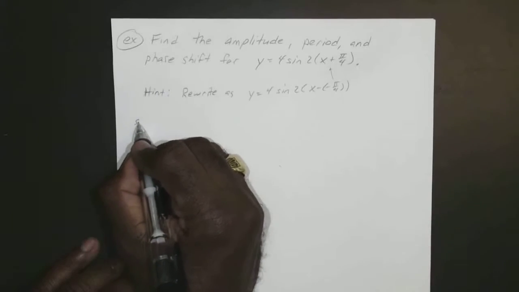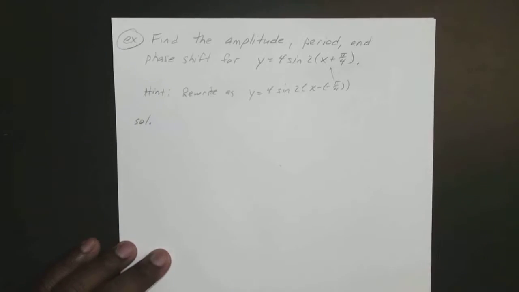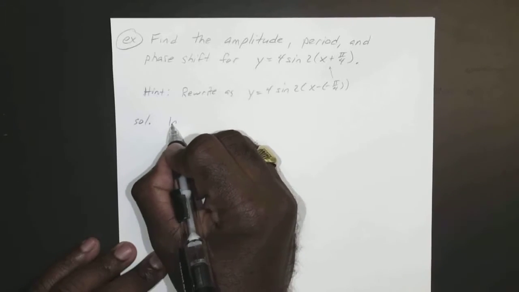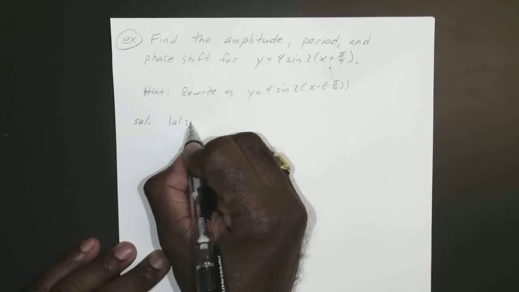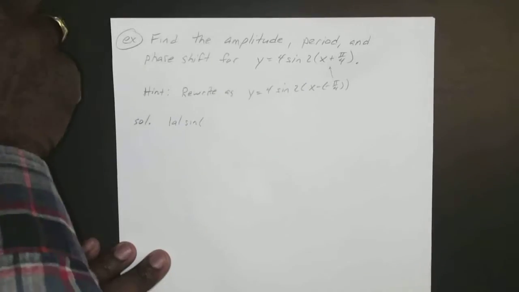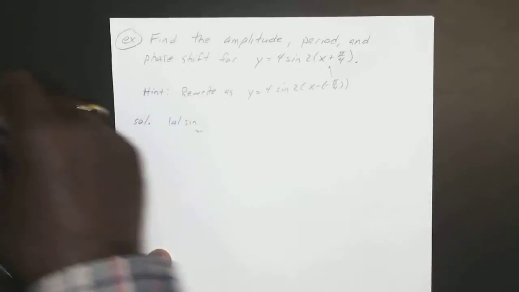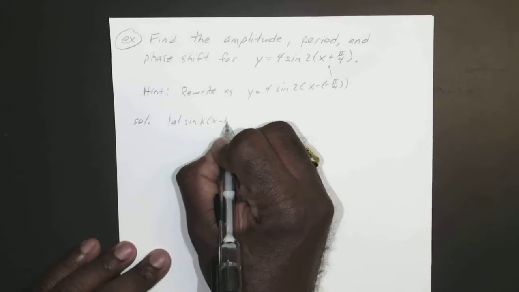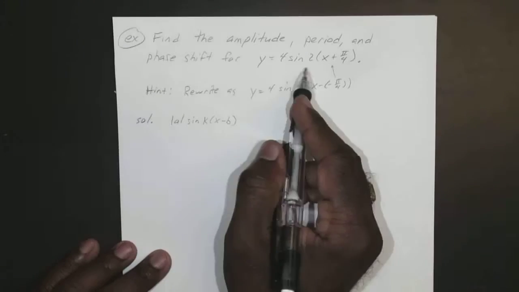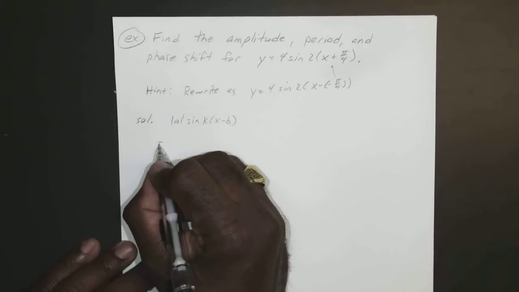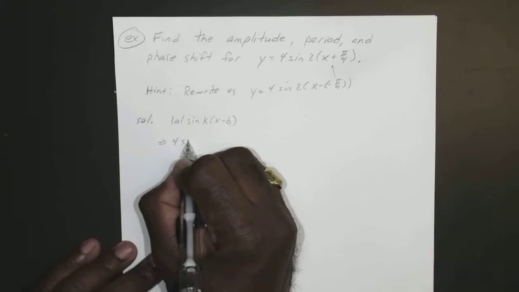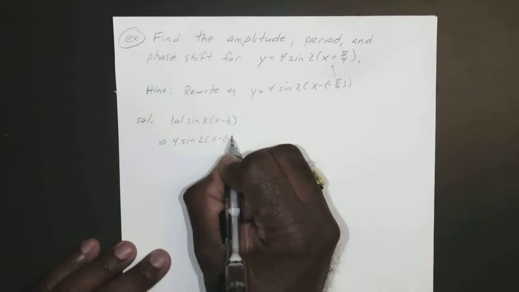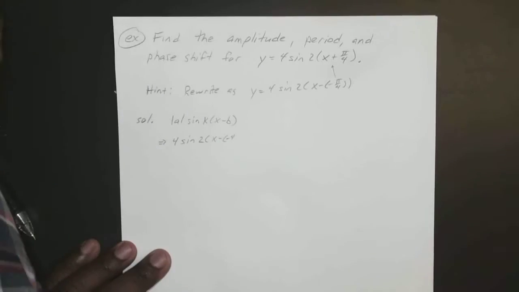Right, so again, we want to match it up with our formula. Okay, so we have the value of A times sine of K, x minus B. We can line it up here with 4 sine of 2, x minus negative pi over 4.